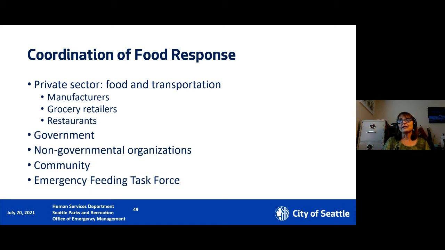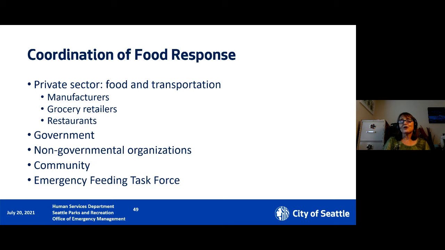We are also coordinating food response through government agencies. So that includes city, county, state, and federal. We also have many non-governmental organizations that support food access day to day, but there's also some organizations that come into play specifically during disasters. So for instance, the American Red Cross can help provide and distribute food. The community also has ways of assisting and will also create local responses.